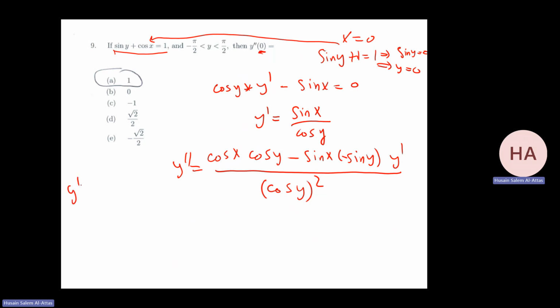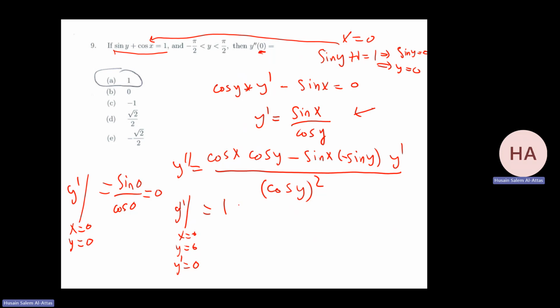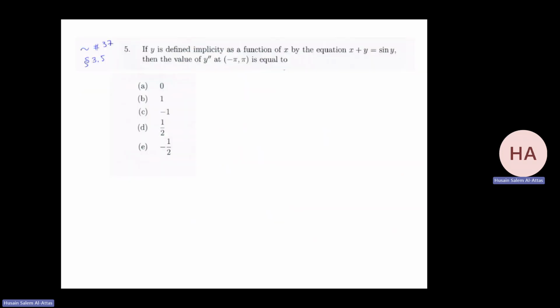Y prime at x equals 0, y equals 0. Plug it here. You get what? Sine 0 over cosine 0, 0 over 1, which is 0. So now I have y double prime at x equals 0, y equals 0, and y prime equals 0. So cosine 0, that will be 1. This is sine 0, this is minus 0. Cosine 0, that will be 1. So the answer is 1. So when it is at x equals 0, it will be easier. Calculation will make it easier at a point.